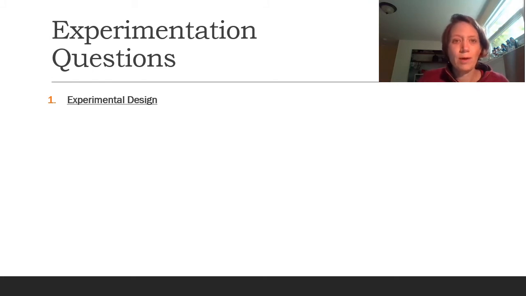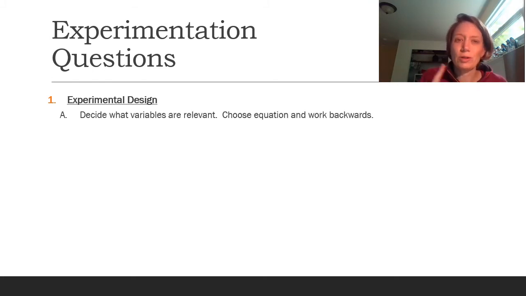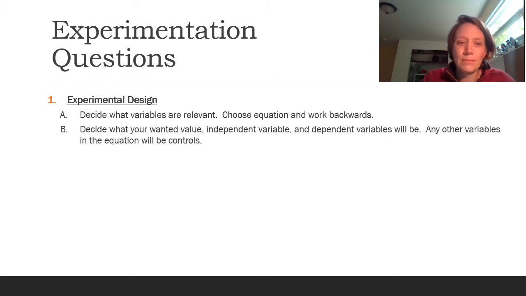So when I'm thinking about the steps behind experimental design, the first thing that I try to do is to decide what are the relevant variables. What are the things that are most important to figure out? And often I'll do this kind of reverse engineering, where I start with what equation I know I need to be using to figure out the value I want, and then I'm going to work my way backwards from there.